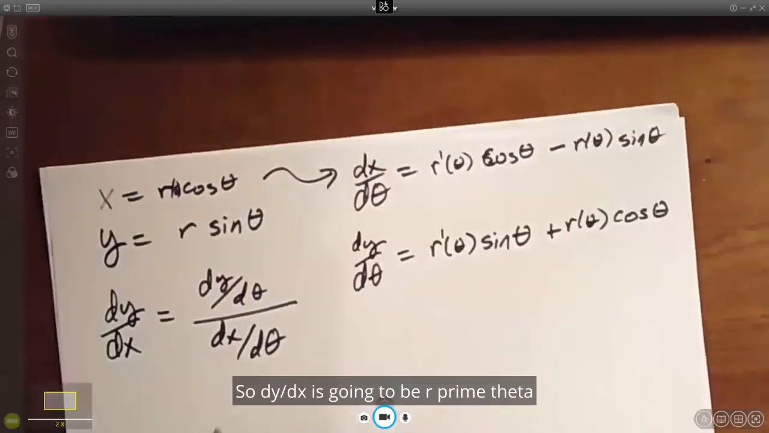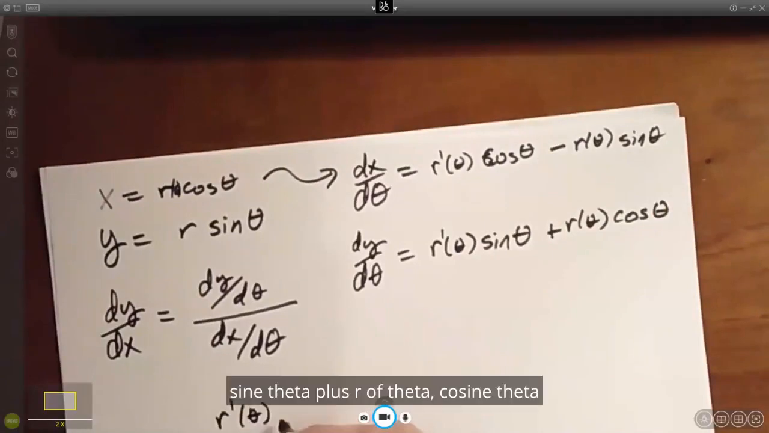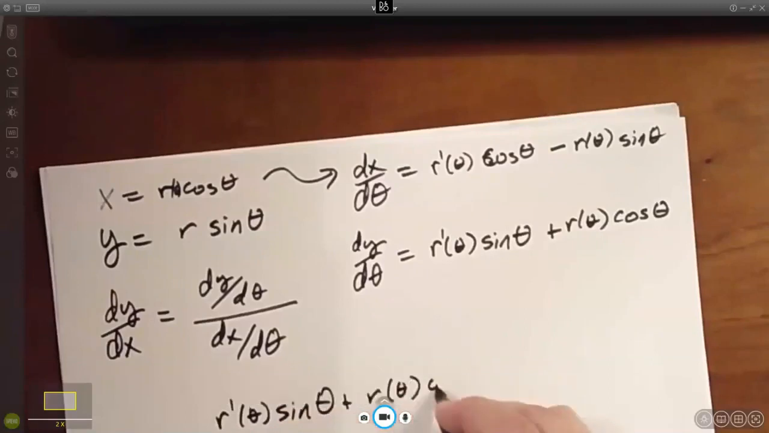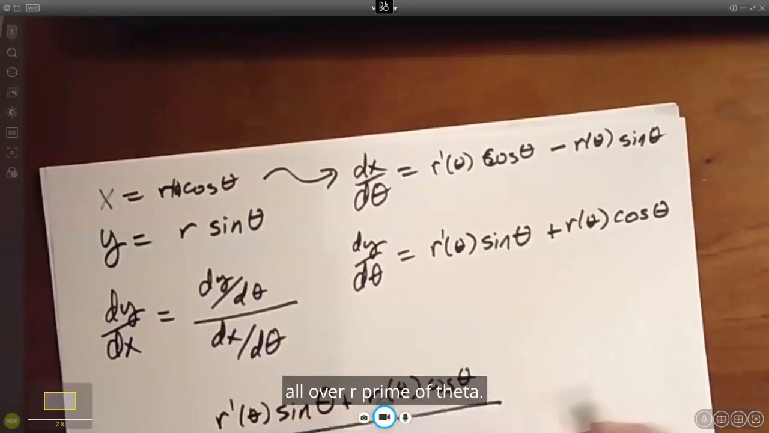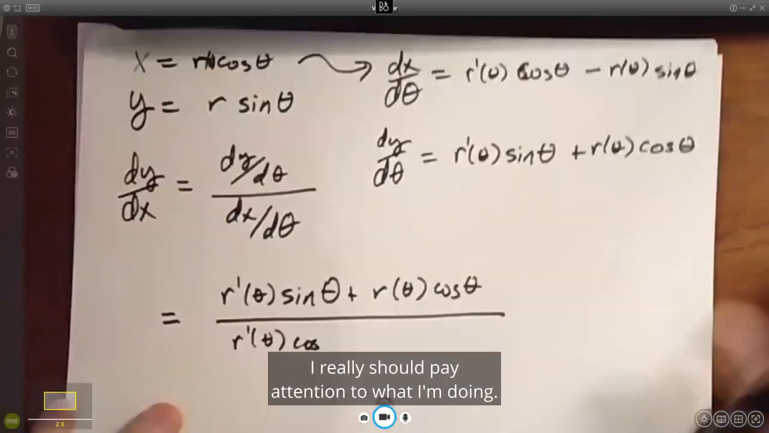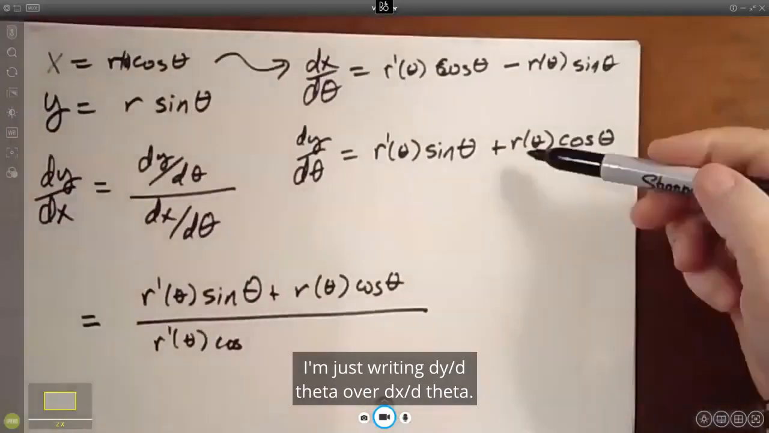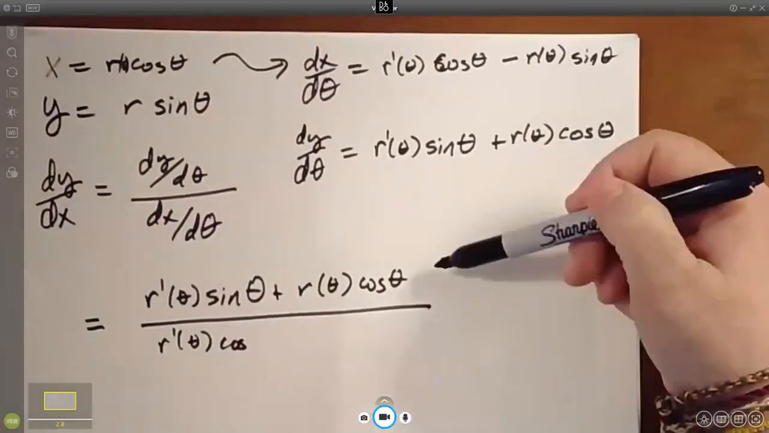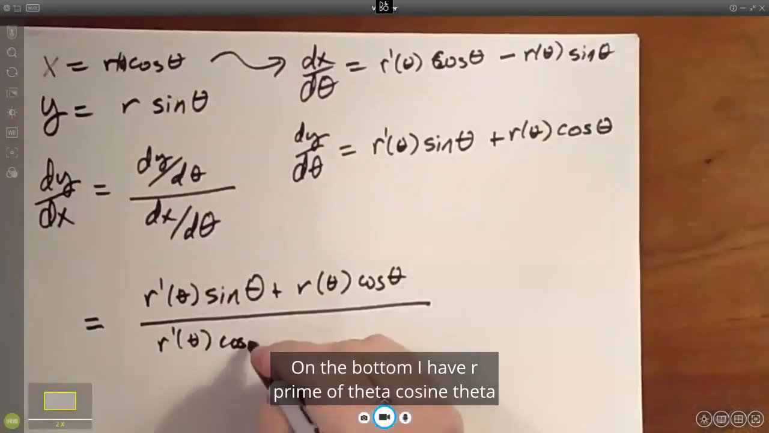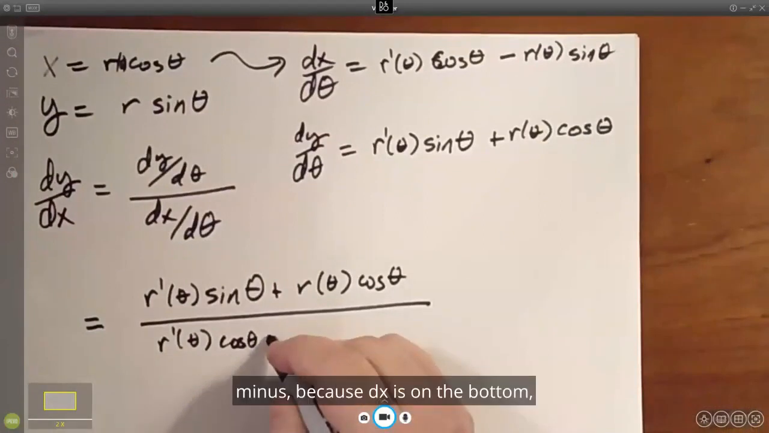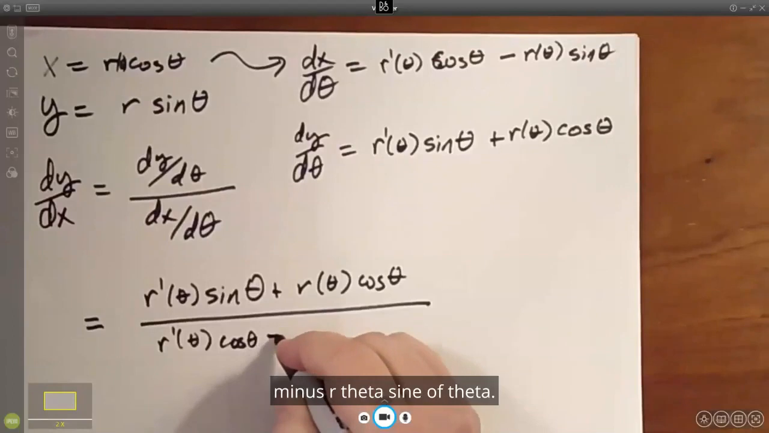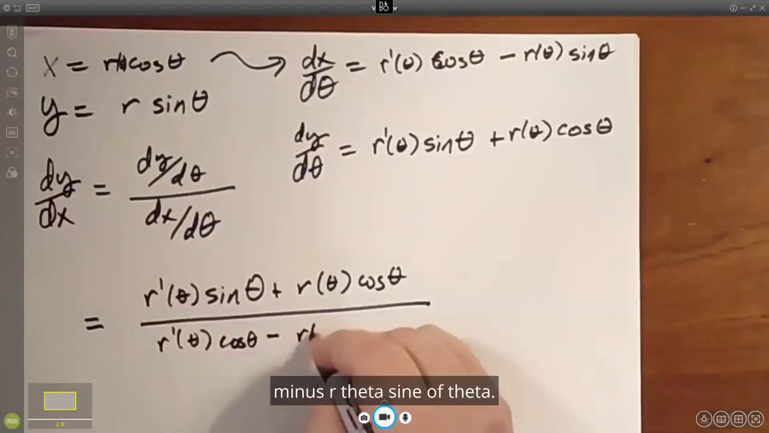So dy/dx is going to be r prime of theta sine theta plus r of theta cosine theta, all over r prime of theta. You can't see any of this. I really should pay attention to what I'm doing. Let's try this again. I'm just writing dy/d theta over dx/d theta. On the bottom, I'll have r prime of theta cosine theta minus, because dx is on the bottom, minus r of theta sine of theta.